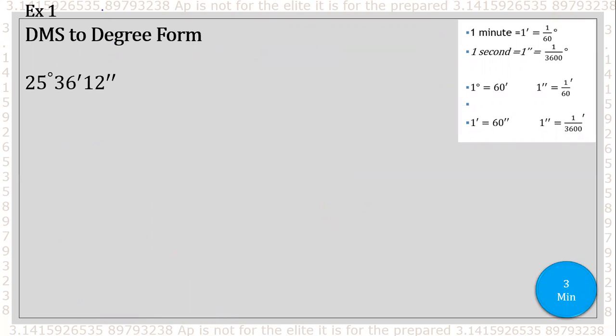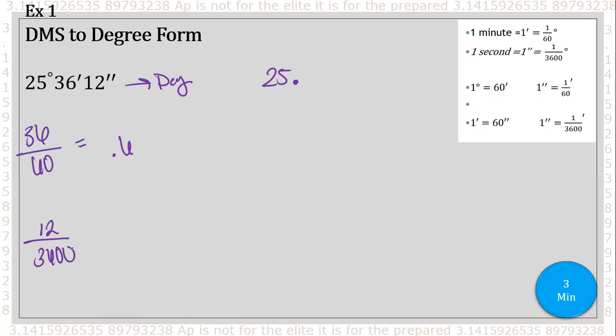Go ahead and pause the video and give this one a try. We have 25 degrees, 36 minutes, and 12 seconds, and we're going to change this just to be a degree with most likely some decimal places. So it's going to be 25 for sure with some sort of decimal. Then I get my 36 and divide it by 60 to get my decimal, and this gave me 0.6.